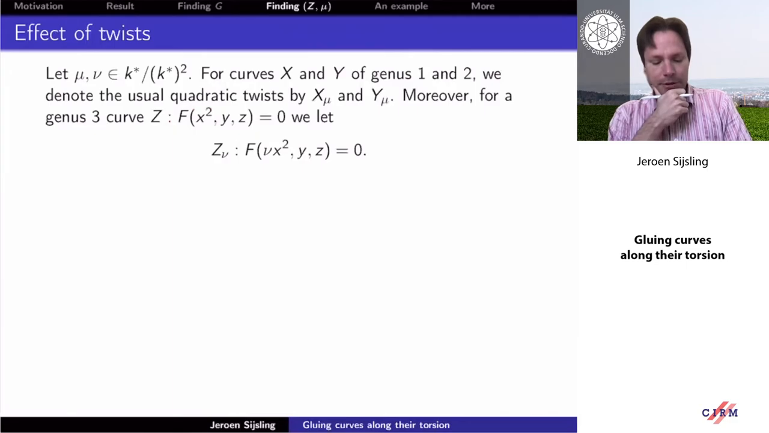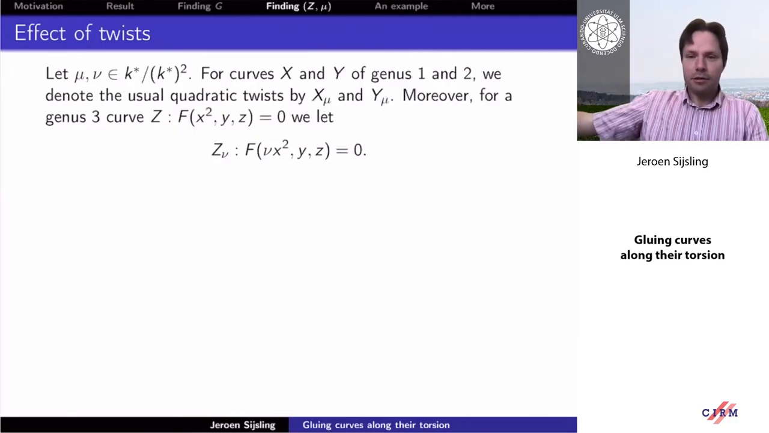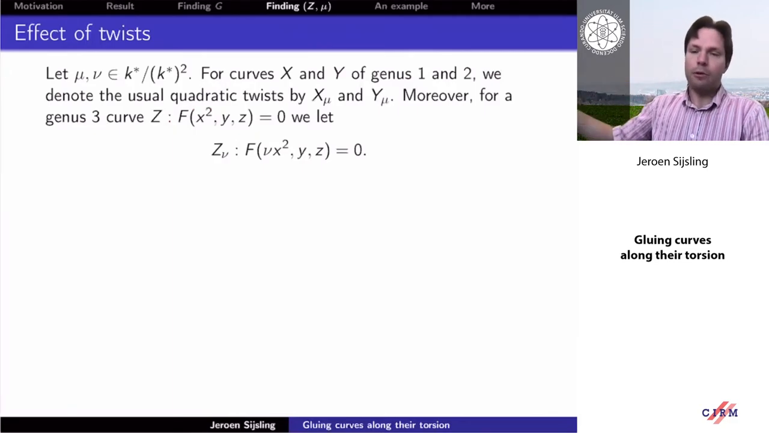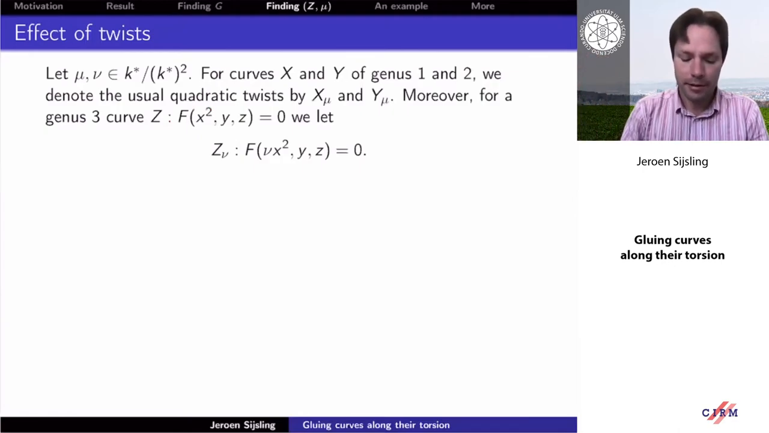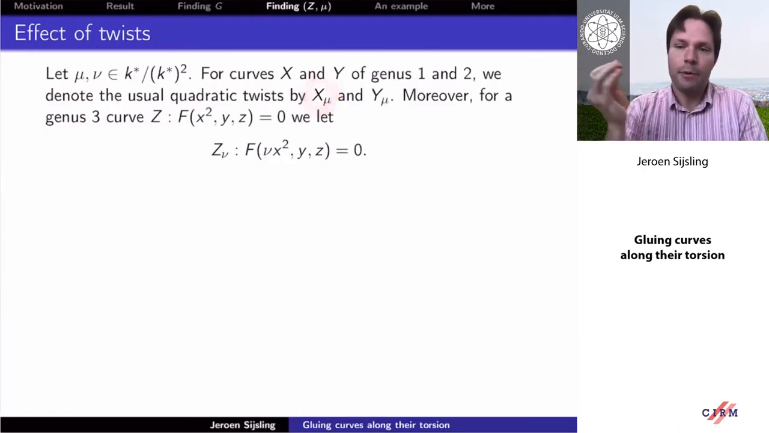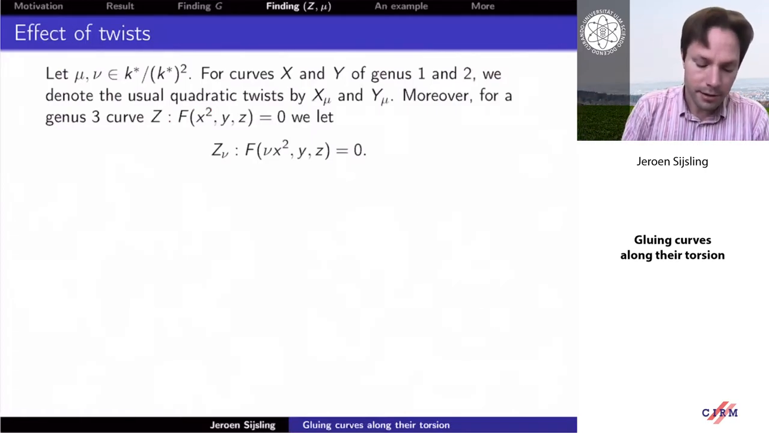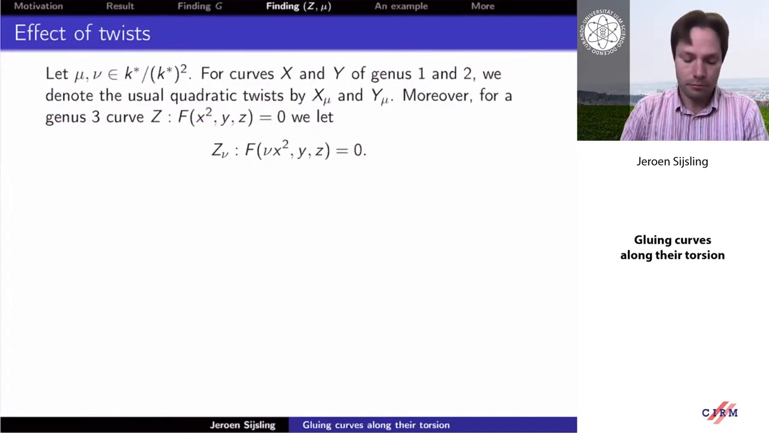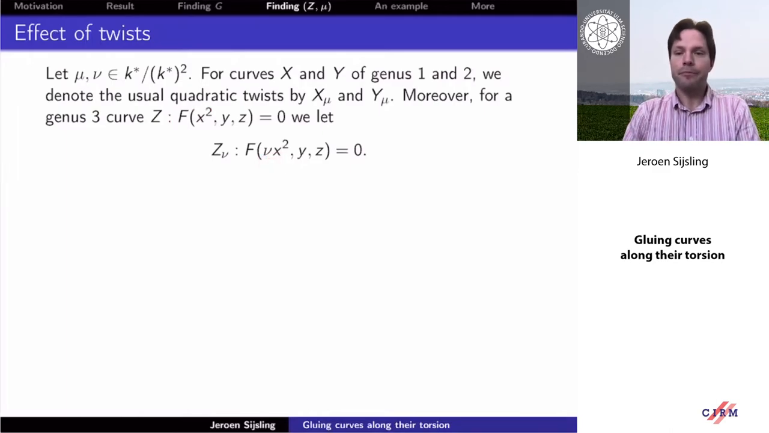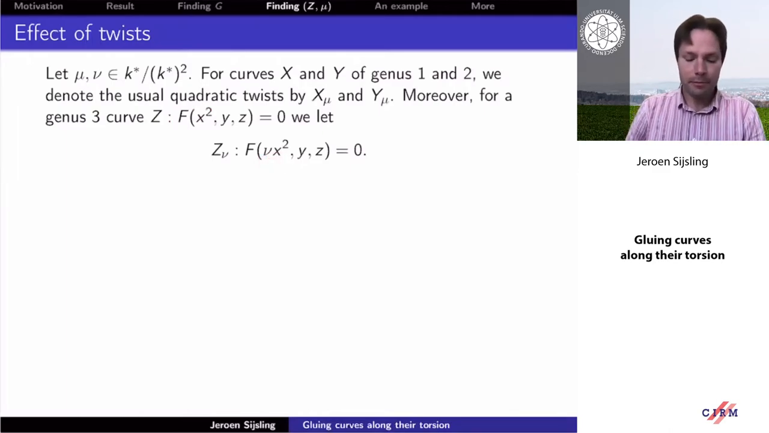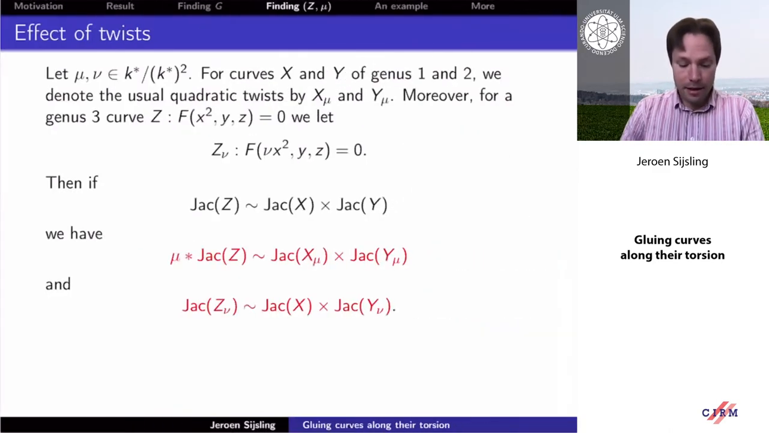I have to make a few definitions. Remember that if you have a genus one curve and a genus two curve over a ground field, then you have quadratic twists. If you have y squared equals a polynomial, you just consider y squared equals mu times a polynomial instead. That's the way to twist. And you can also do that for a genus three curve with a special form by just looking at this instead. And there was a twist with respect to minus one. And it turns out that you can exactly describe what happens.